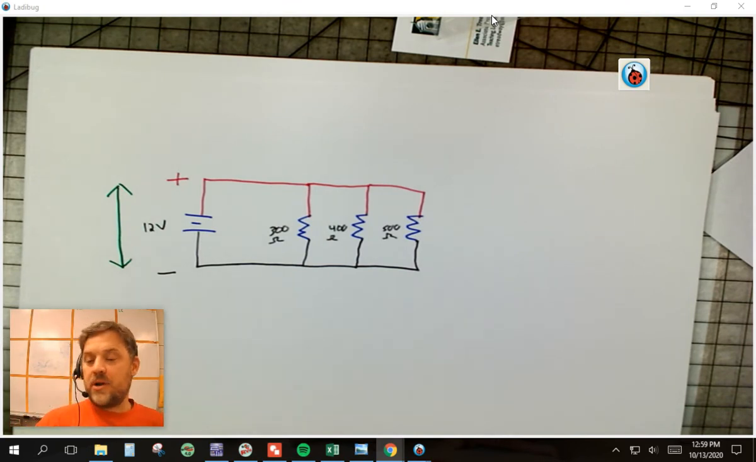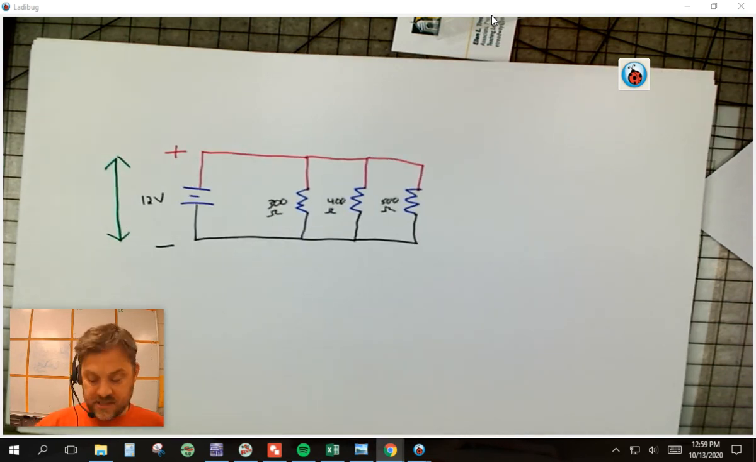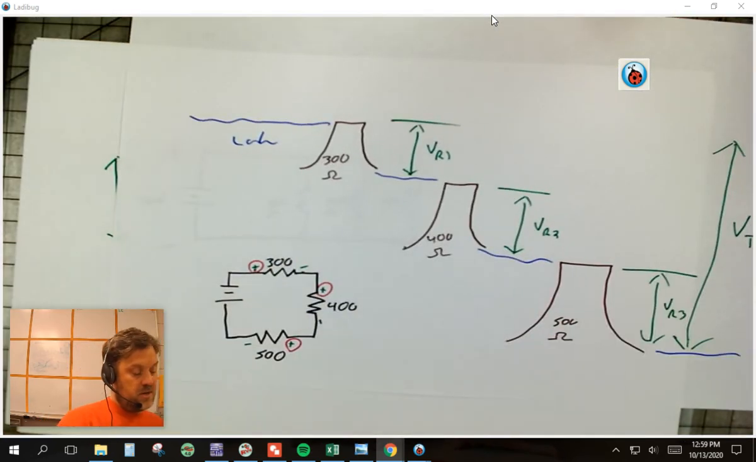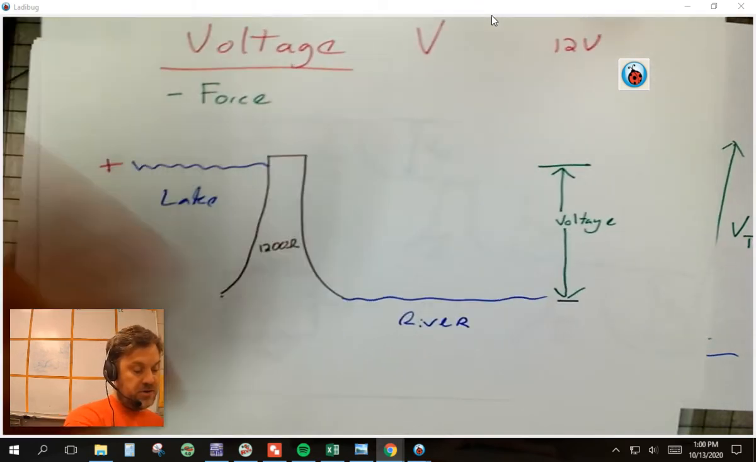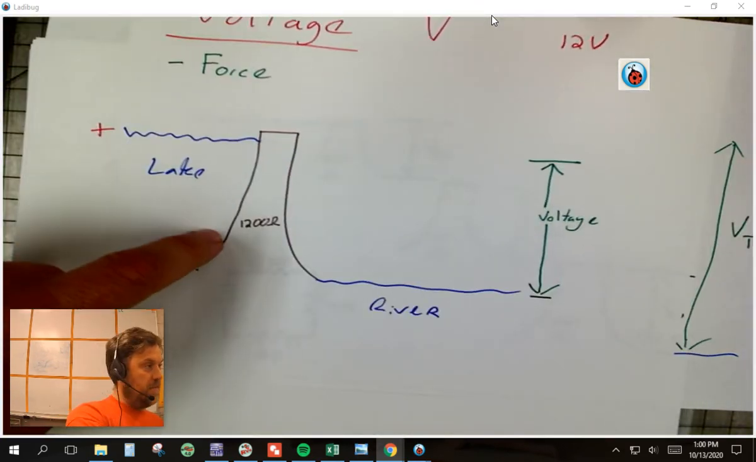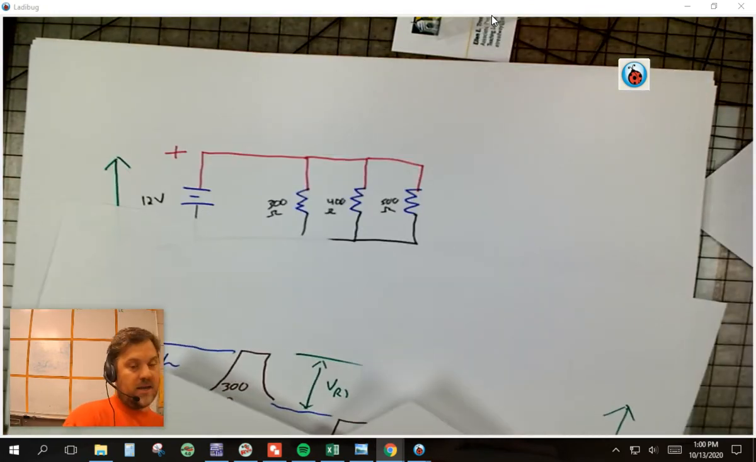Now, the last thing we're going to talk about is resistance in a parallel circuit. Now, remember, in a series circuit, it's a sum of the parts. So we were able to add up these three resistors and we got the 1200 total, right? Because these three dams are equivalently the same as one big dam. In a parallel system, it does not work like that.